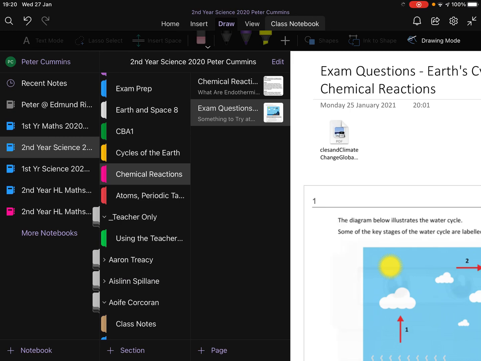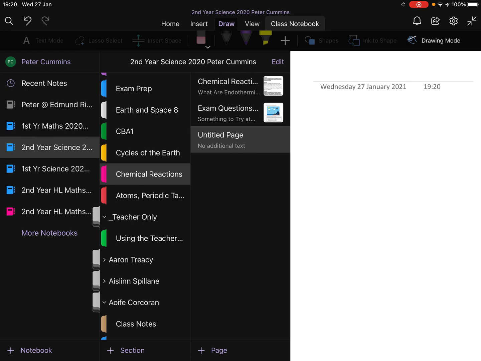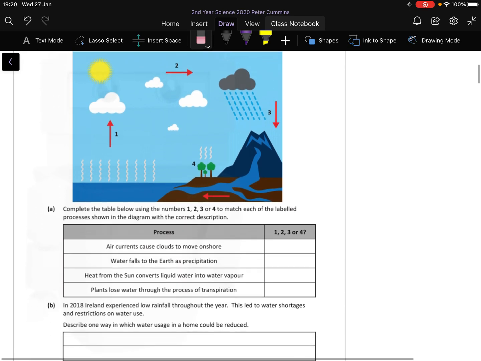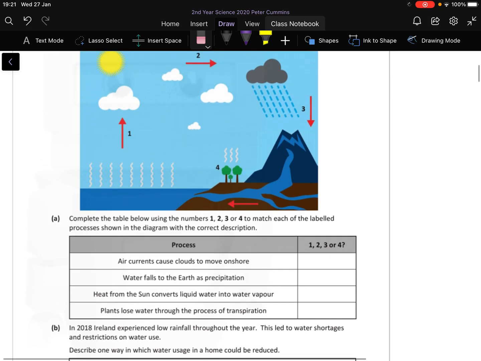Okay. So here we are, we're still in this chemical reactions folder for the moment. I've added a new folder in there called atom periodic table and bonding. But we'll stick with our chemical reaction exam questions for now. Okay, so I asked you to do these, we'll fill in the answers to some of these. So you're asked to put in 1, 2, 3 and 4 into these ones.